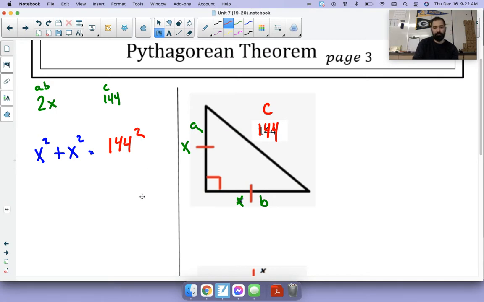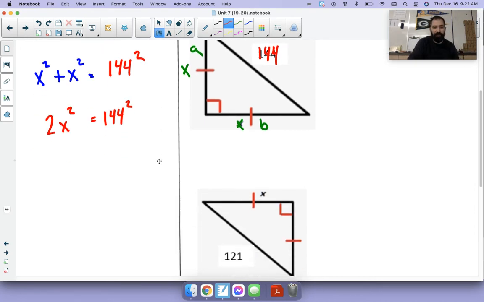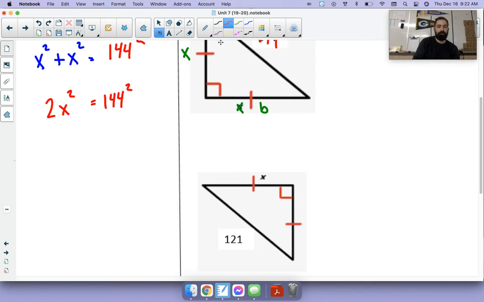Right? Well, again, we have 2 of these. So what do we have? We have 2x squared equals 144 squared. So what can we do? Well, we can simplify. Let's simplify this problem and solve for the variable. First thing you want to do is get rid of these exponents if you can. You can't get rid of this one yet because it's not a variable. So we're just going to rewrite it.